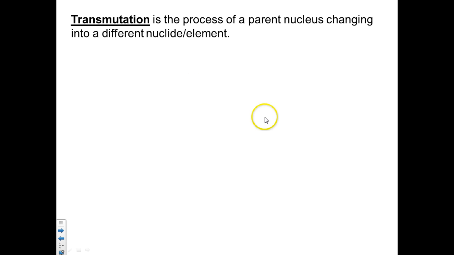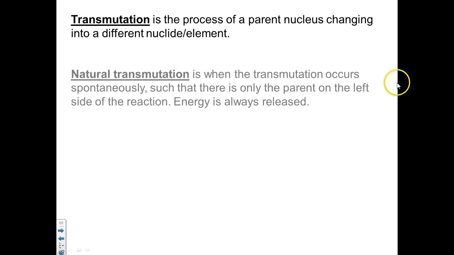Now, transmutation, here's the definition. It's the process of a parent nucleus changing into a different nuclide or element. And this occurs when one or more nucleons are either emitted or absorbed by the parent. Natural transmutation is what you get when the transmutation that occurs is spontaneous. That means that only the parent is on the left side of the reaction. Only one thing is on the left side of the reaction.